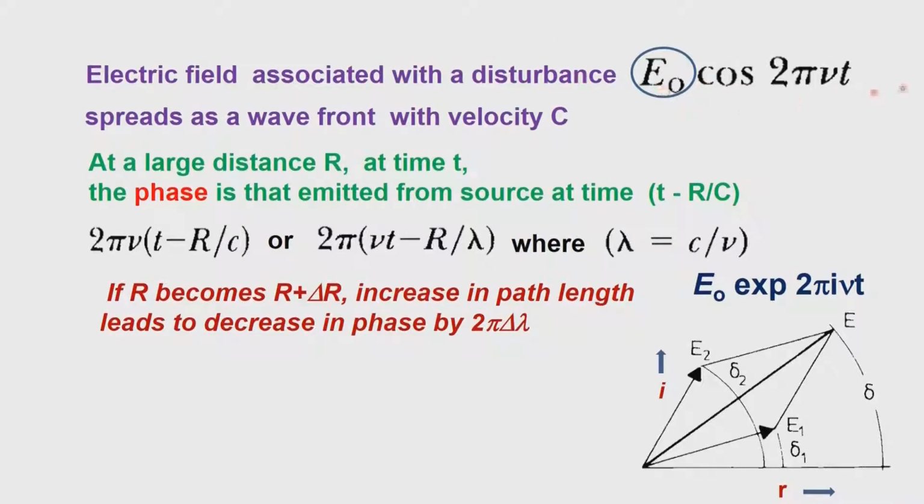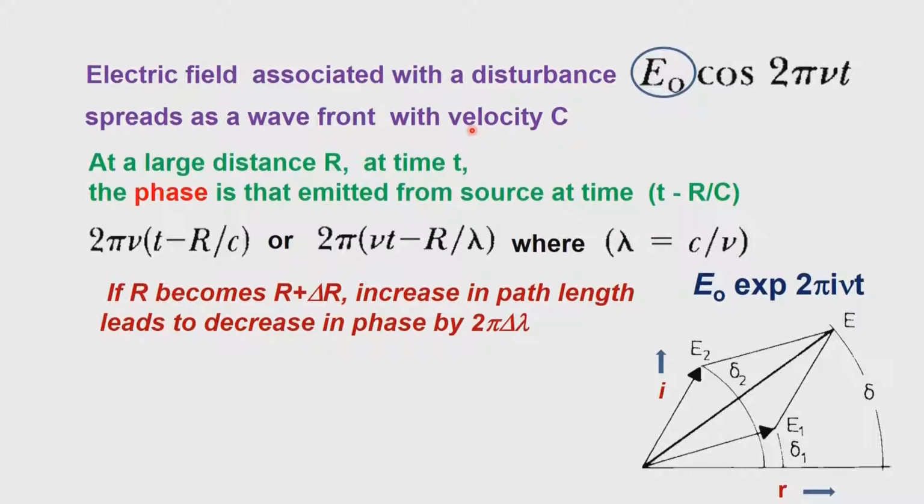So, if we consider the electric field as E naught cosine 2 pi nu t, this quantity E naught is the amplitude of the wave, and cosine 2 pi nu t represents the so-called phase associated with the wave. So, the entire wave is described in terms of the amplitude and the phase. This electric field spreads as a wave front, and that wave front goes with the velocity of light. c is the velocity of light, because X-rays are photons and they are essentially light, so these photons move with the velocity of light.